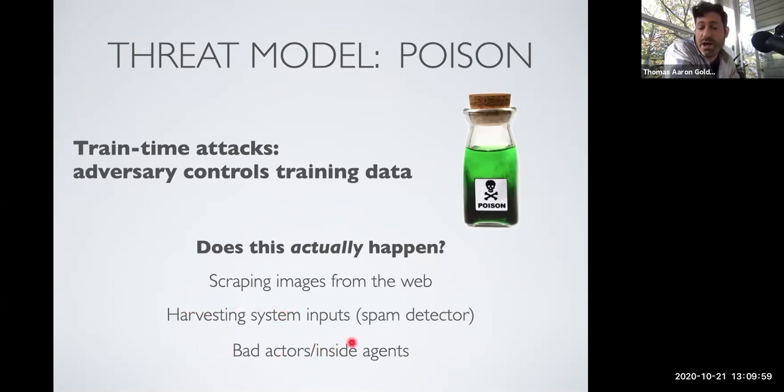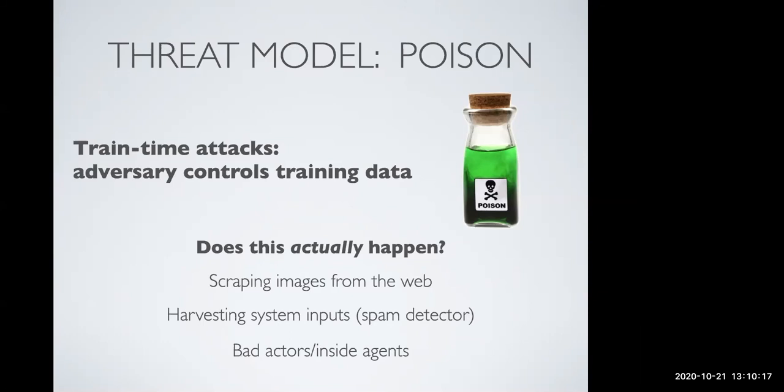You might harvest system inputs. For example, you might have a spam detector where people send emails to your organization. Anyone can email your organization, and then people label the emails as spam or not spam, and they get harvested and collected to update the spam detector. You can also have potentially bad actors or inside agents that want to poison your data in such a way that it's very difficult to audit.